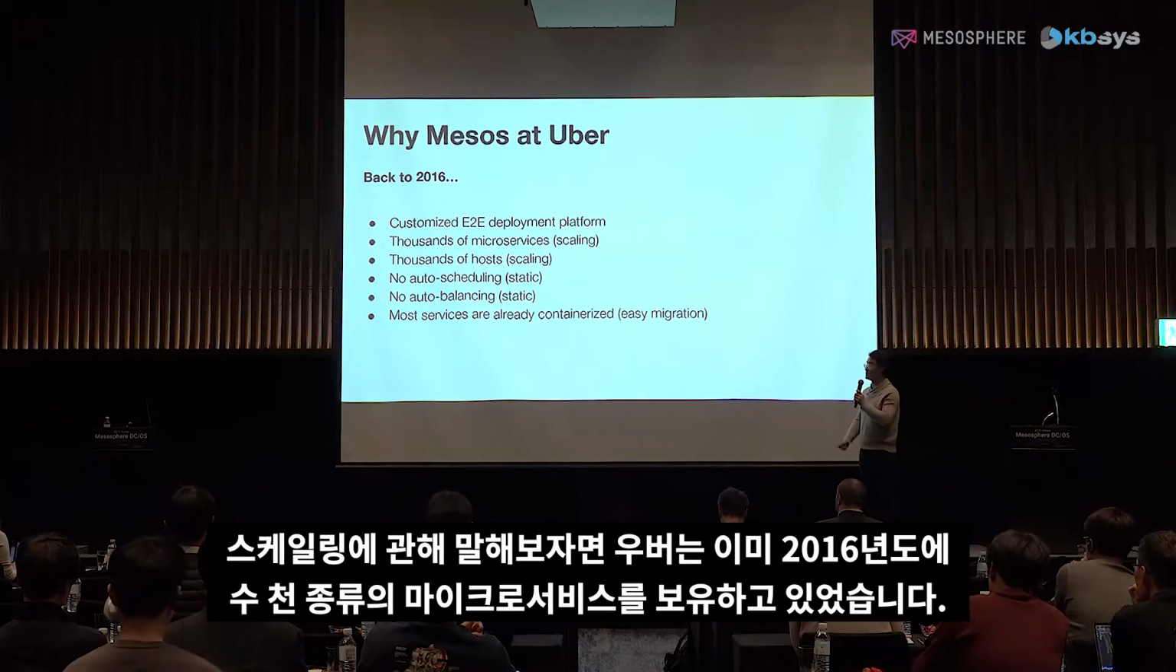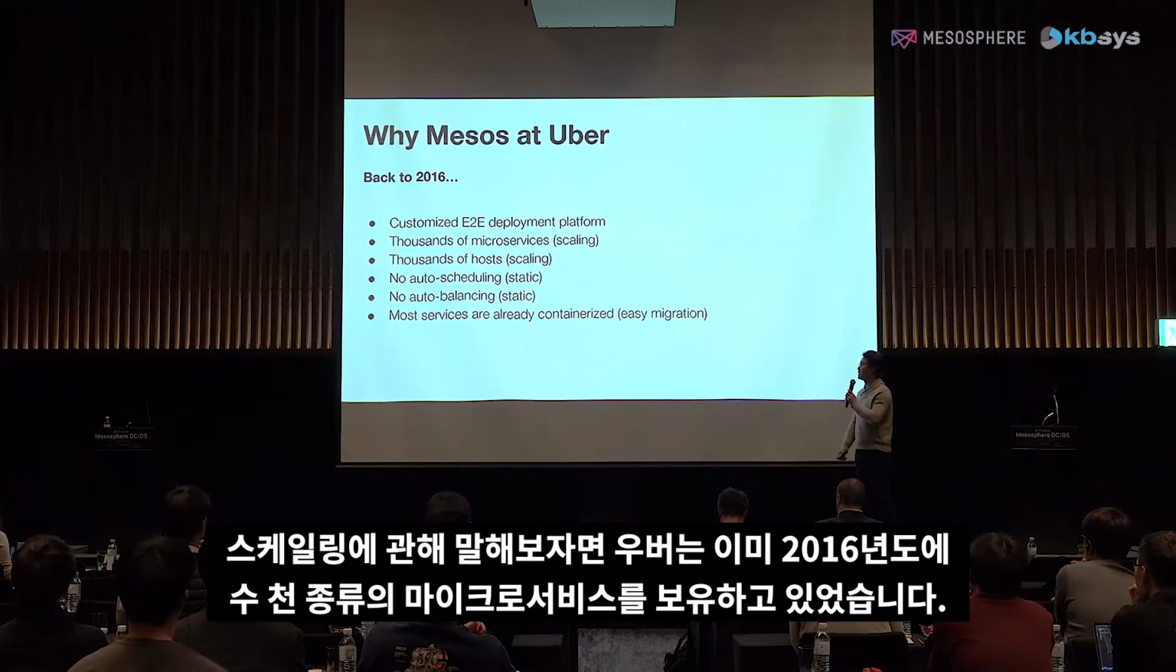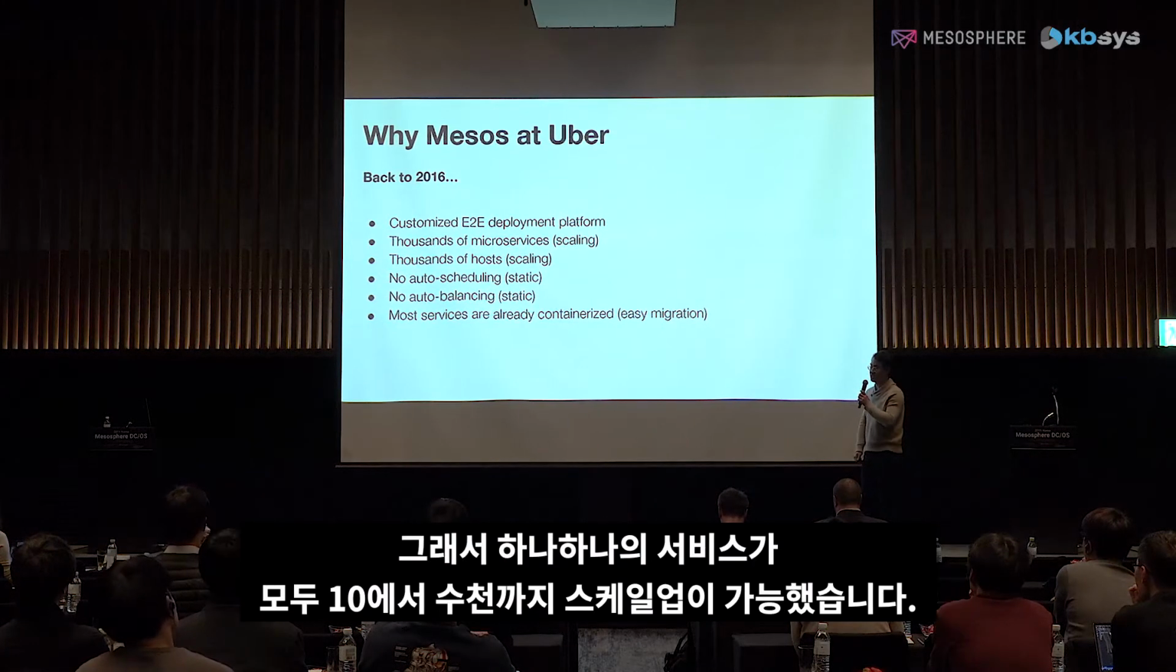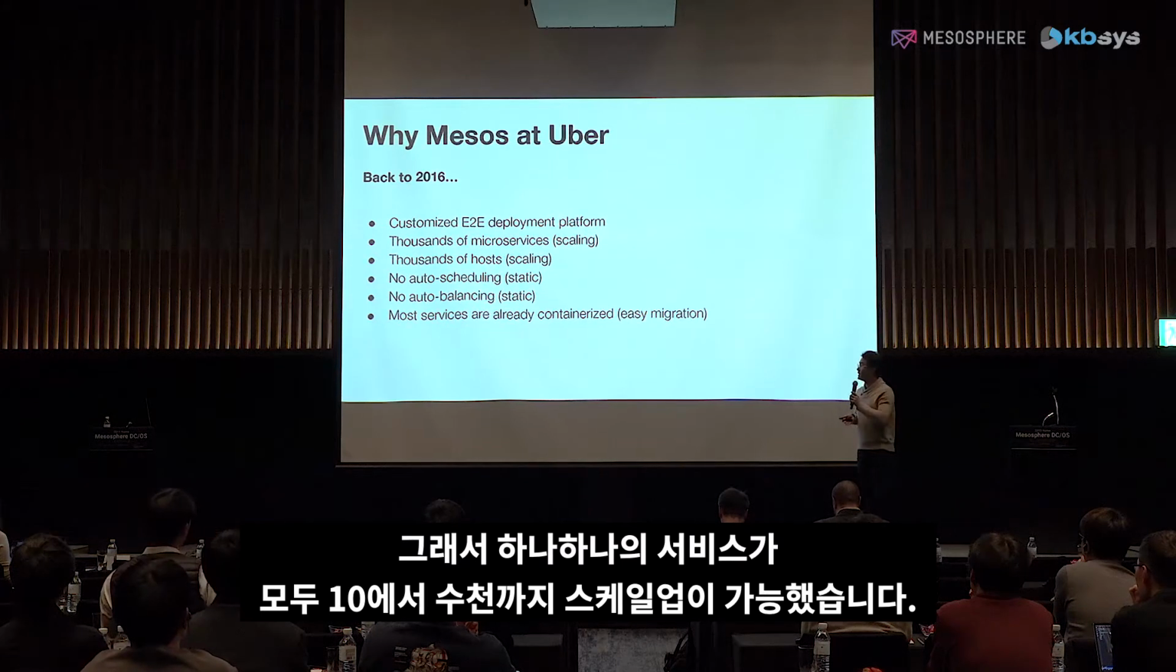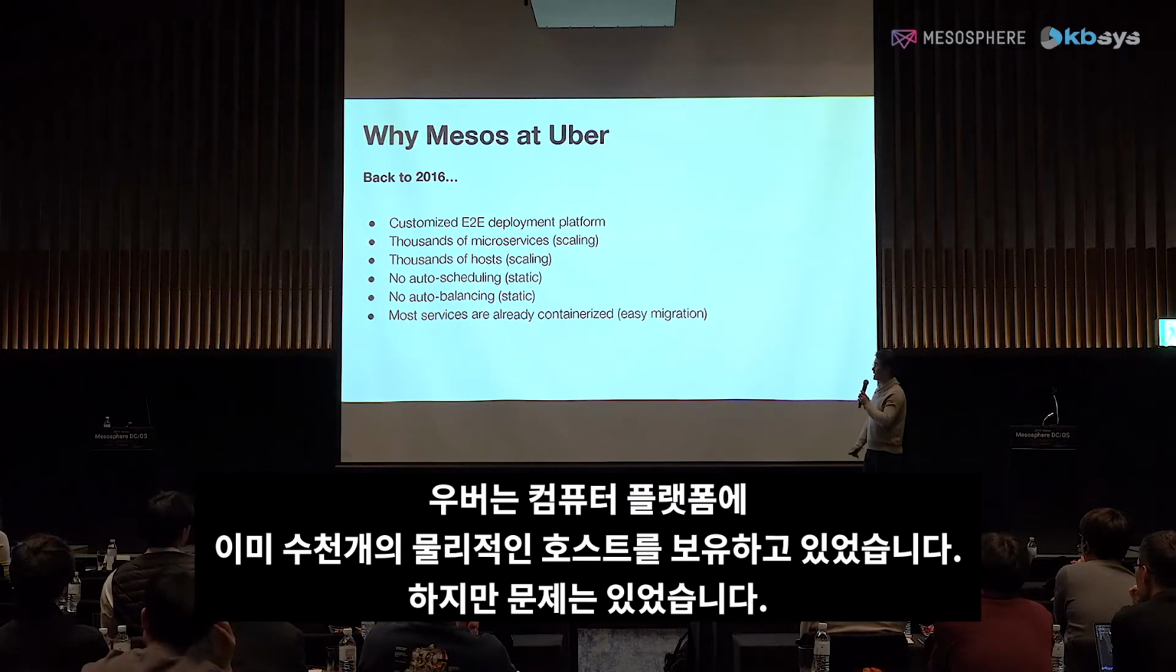Speaking of scalability, back in 2016, Uber already had thousands of different kinds of microservices. Every single one of these services could scale from about 10 instances up to a few thousand instances. Speaking of hosts, Uber already had thousands of physical hosts under our compute platform.